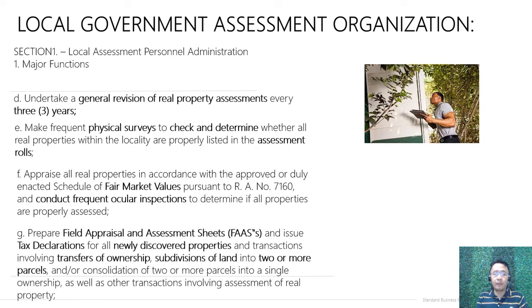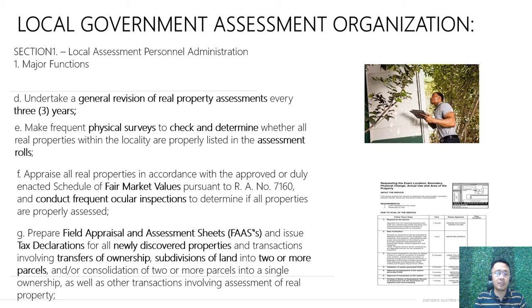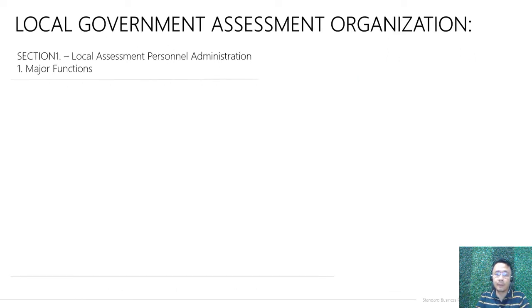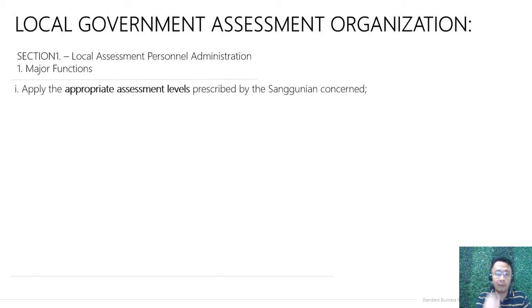Next is to prepare the field appraisal and assessment sheets and issue tax declarations for all newly discovered properties and transactions involving transfers of ownership, subdivisions of land into two or more parcels, and or consolidation of two or more parcels into a single ownership, as well as other transactions involving assessment of real property. It also applies the appropriate assessment levels prescribed by the Sanggunian concerned.